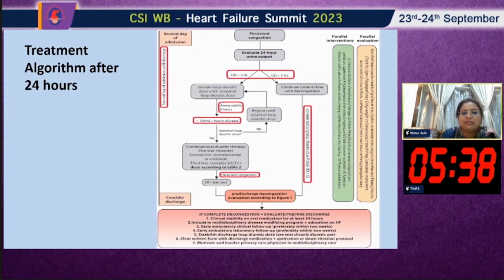Then what is it after 24 hours? Again, evaluate the urine output. If it is less than 3 to 4 liters, double the loop diuretic dose until the maximum loop diuretic dose is given.